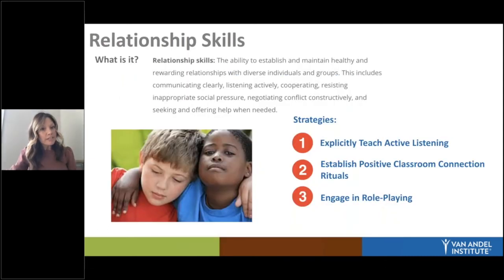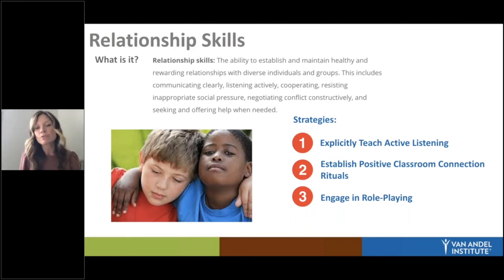Now we're going to move into some relationship skills. This is the ability to establish and maintain healthy and rewarding relationships with diverse individuals and groups. It includes being able to communicate clearly, listen actively, cooperate, resist social pressures, negotiate conflict constructively, and also seek out help when needed and offer help when needed.